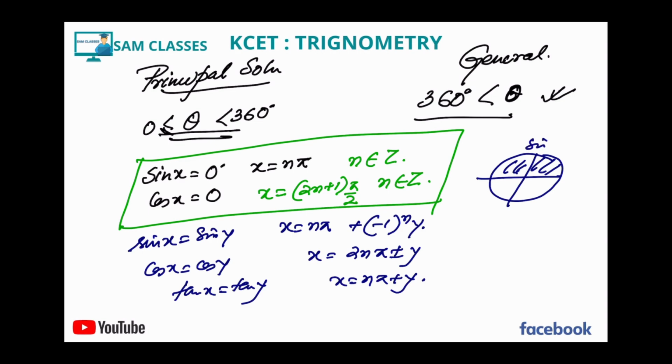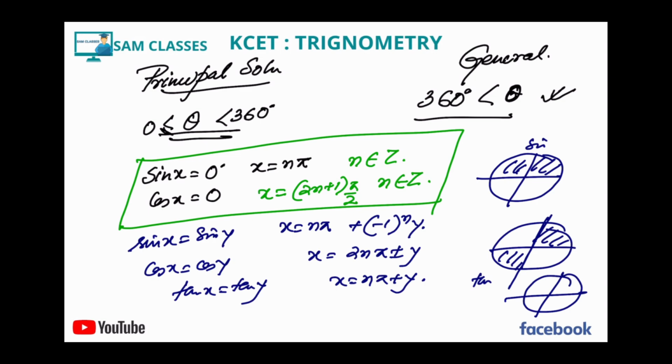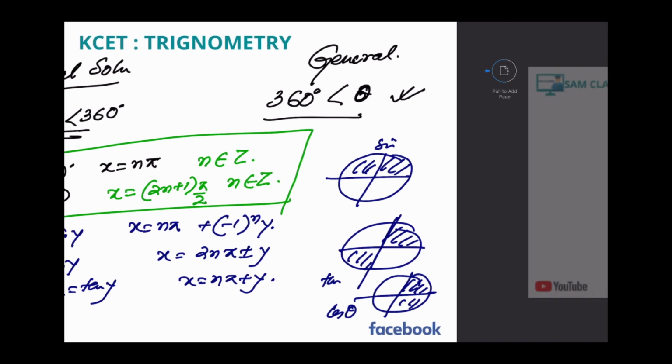Now we already know in which quadrants the signs are positive. For sine, it is first and second. For tan and cot, it is first and third. And for cos, it is first and fourth, where it is positive.